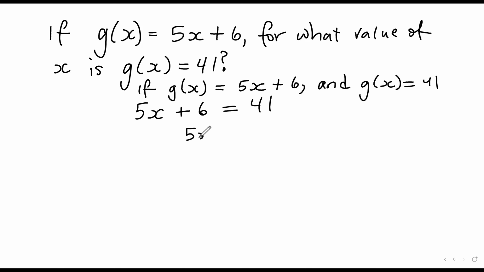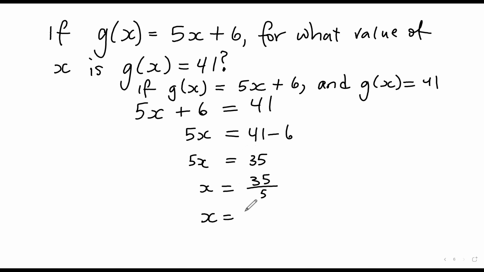So this would be 5x is equal to 41, take away 6. So that means that 5x is equal to 35. And so x is equal to 35 divided by 5, which means that x is equal to 7. And just to show you that it's correct, this means that x is equal to 7 when g of x is 41. So, therefore, if I were to find what g of 7 is, I should get 41.